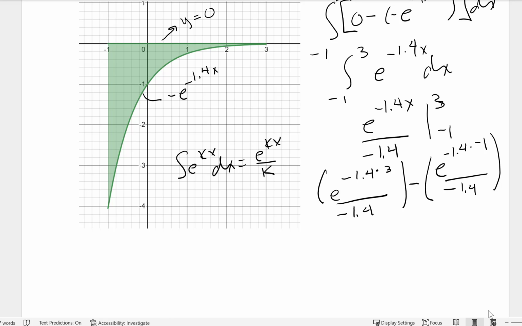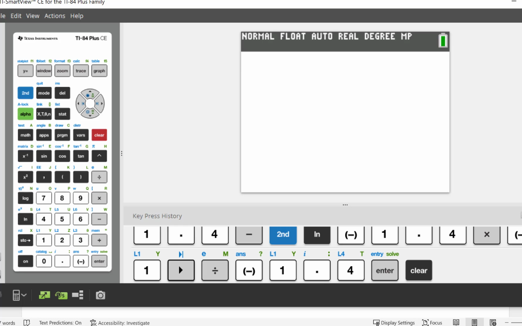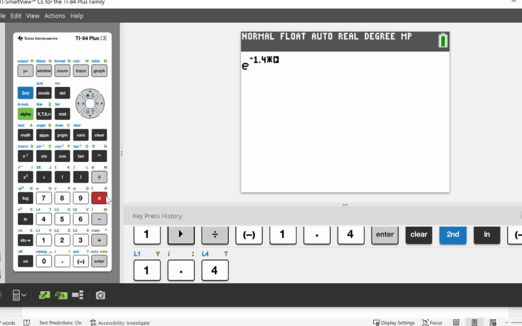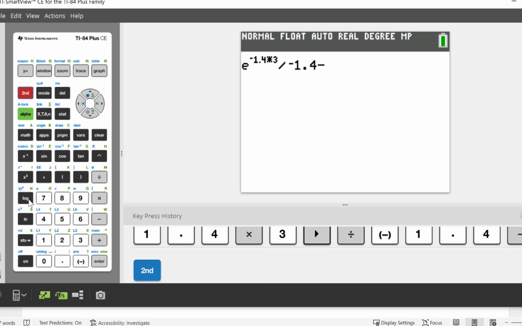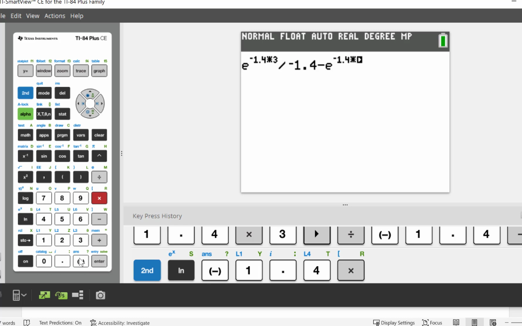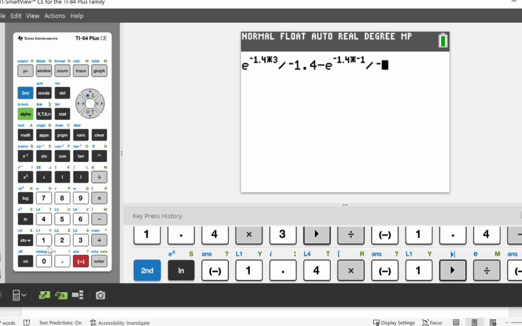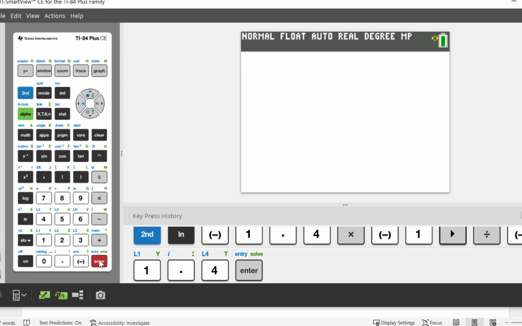I want to show you this twice. I'm going to plug this into my TI-84 calculator first, and then I'll plug it into Desmos just to show you a comparison of how you plug it in. So the thing to watch when I'm using the TI is that it knows an exponential function is going to put things into the exponent. So I have negative 1.4 times 3. And then I push out of the exponent, and then I divide by negative 1.4. And then I'll subtract, I do it again. So I have e to the negative 1.4 times negative 1, and then divide by negative 1.4.